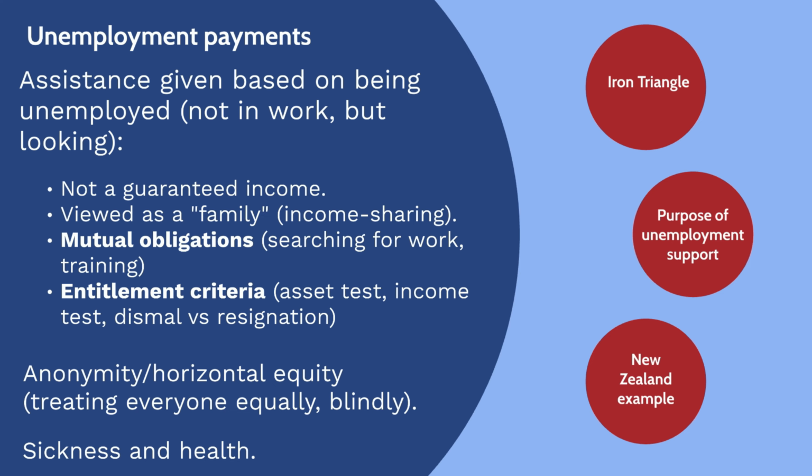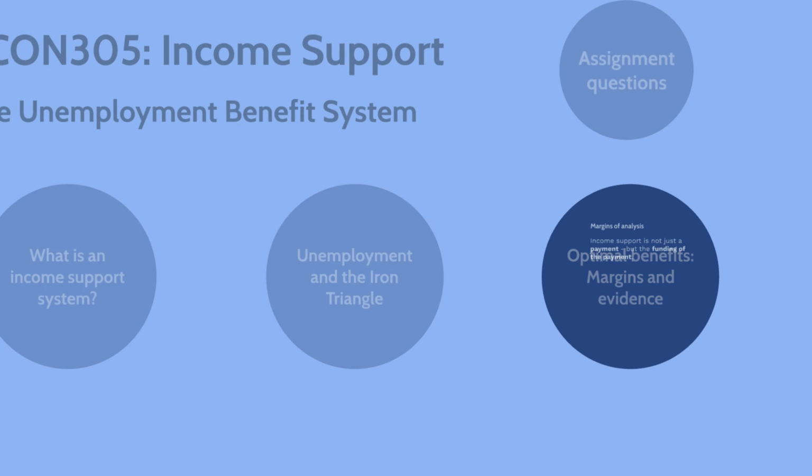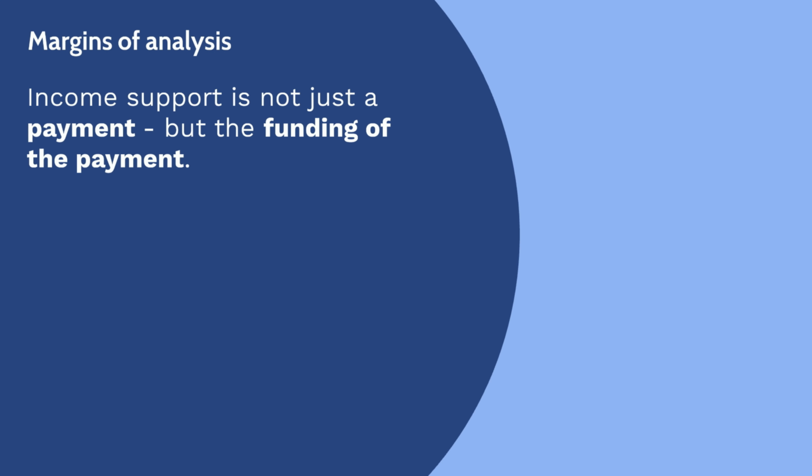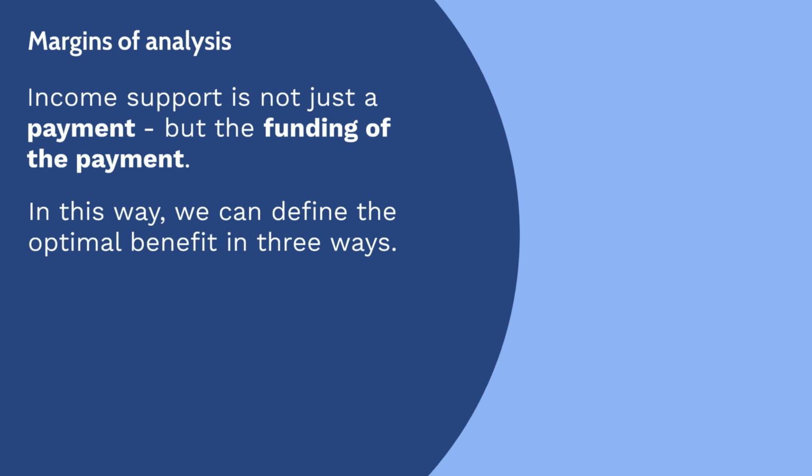And with unemployment done, we're ready to go across and start thinking about the optimal benefit. Now, the optimal benefit isn't just about the payment, how large the payment should be, but also how the payment is funded. And how we're going to think about that conceptually as economists will start to make a lot more sense with how the two fit together in terms of how we will think about this redistributing in certain ways.